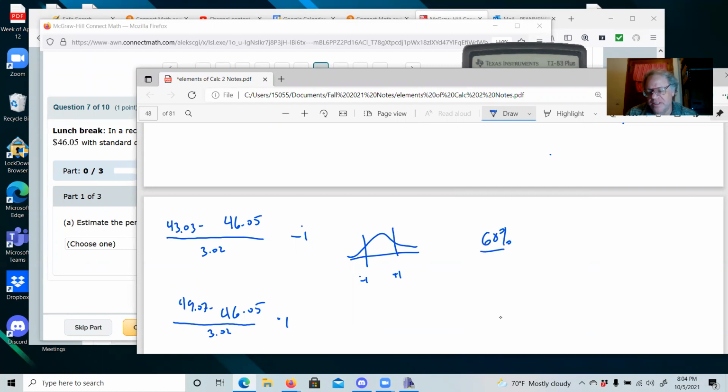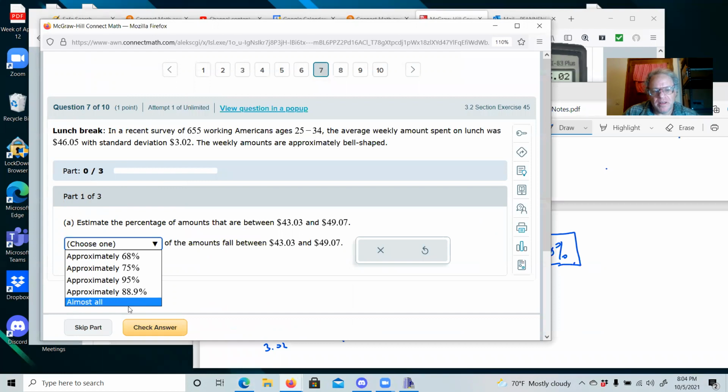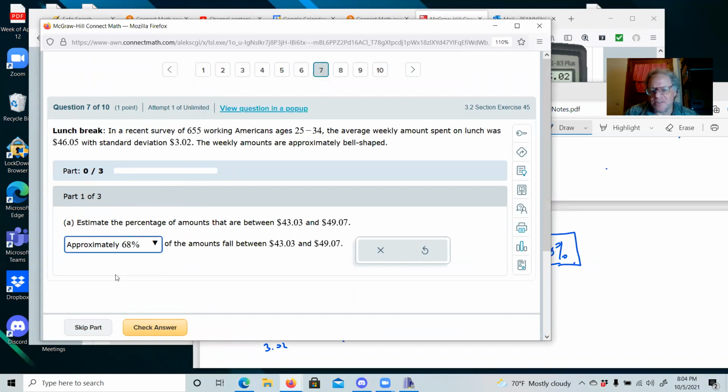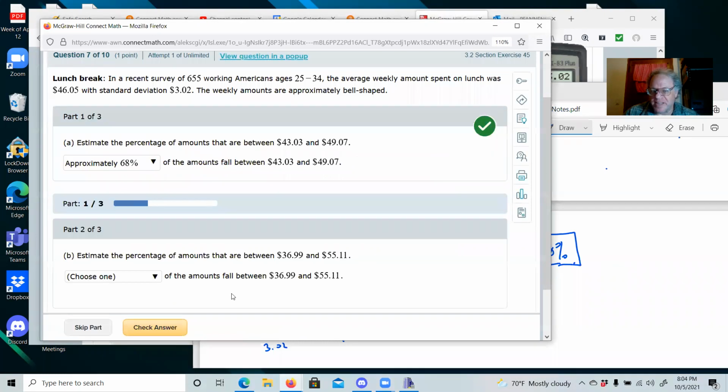68%, okay? That's something you're going to have to memorize. You're going to have to know, okay? I didn't make it cute with how many were there. I just said what percentage, same as the book did, okay? So we want approximately 68%, okay? Because we know it's within one standard deviation of the mean.